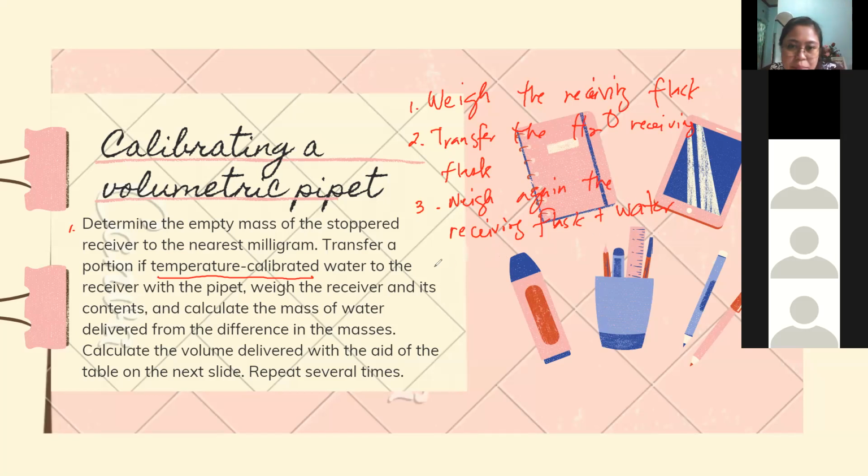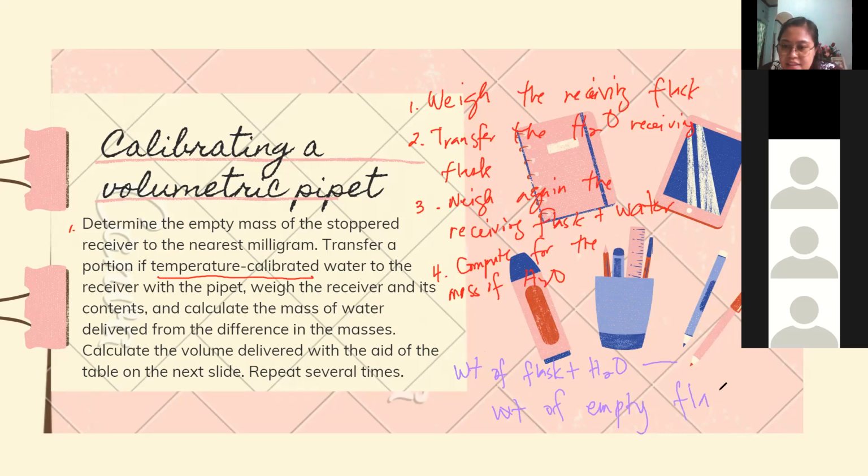And then, number 4, you have to compute for the mass. Mass of the water. Paano nimo i-compute ang mass sa water, ani? So, paano siya? Just have to subtract weight of the flask, katong receiving flask plus the water, minus the weight of the empty flask. Okay, you will get the mass of the water.